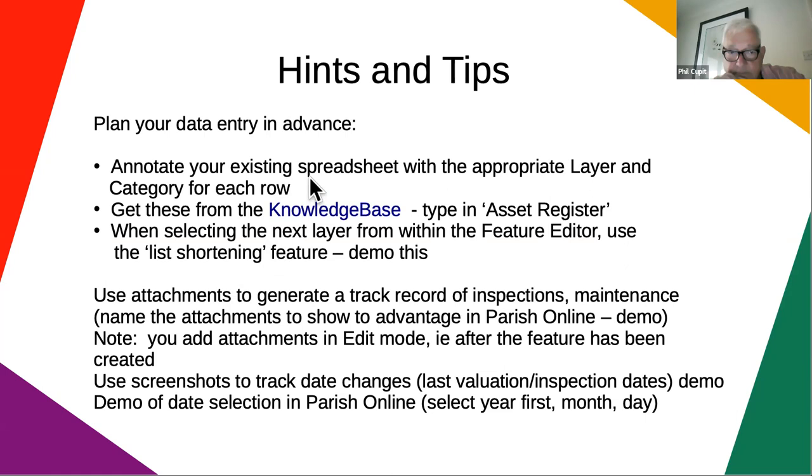And you can then sort your spreadsheet in layer order and then category order. And it means you're not continually changing backwards and forwards. Let's just say you've got 5 buildings, so you might as well do all 5 building layers at one go and then move to the building contents and then move to the trees or whatever it happens to be. So this is just a way of helping speed up the process.